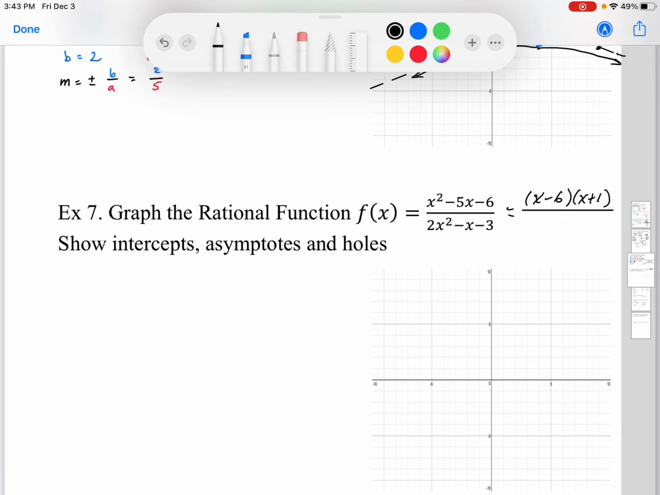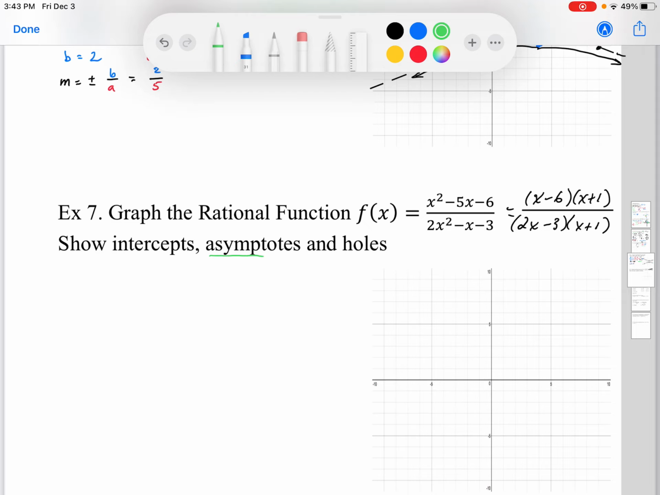The denominator is going to factor into 2x minus 3 and x plus 1. This one looks pretty easy to guess. If we can't guess it, we're just going to put it in our grid. So at this point, I can see that I have some restrictions in the denominator, and those restrictions are going to give me asymptotes and holes.